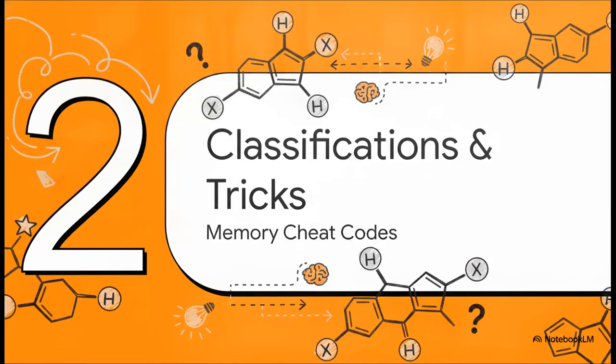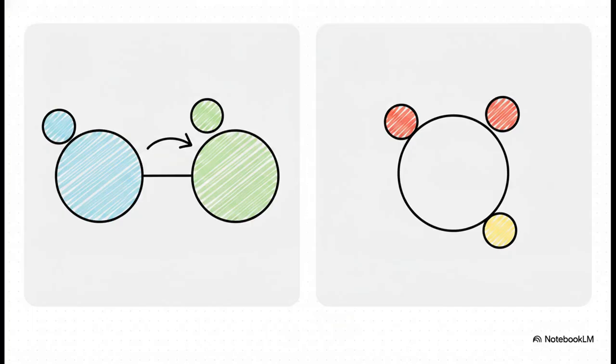Moving right along to Section 2, classification and cheat codes. Now, when you've got two halogens attached, which we call dihalogen compounds, you're going to see two terms pop up all the time, vicinal and geminal. Here is a massive cheat code to remember them. V for vicinal literally means very close or neighboring. So if the halogens are on side-by-side carbons, it's vicinal. Geminal, on the other hand, means they share the exact same carbon. Just look for that spatial difference and you'll nail it every time.